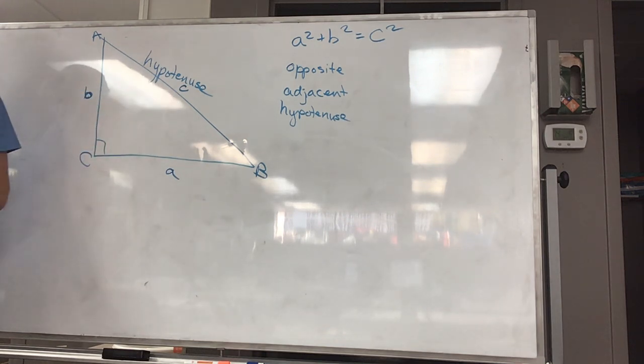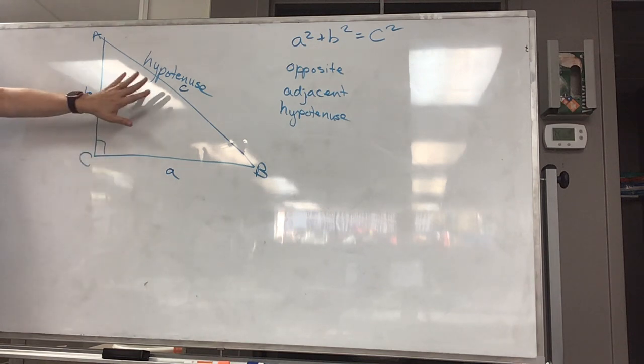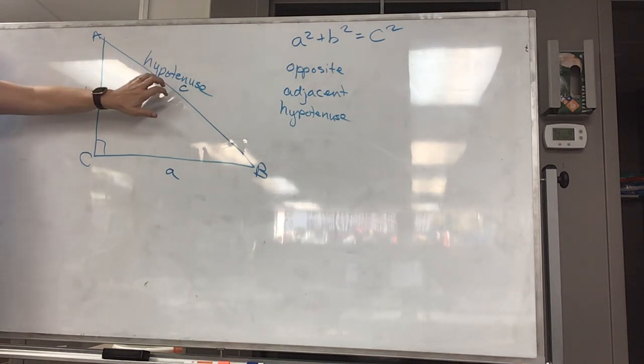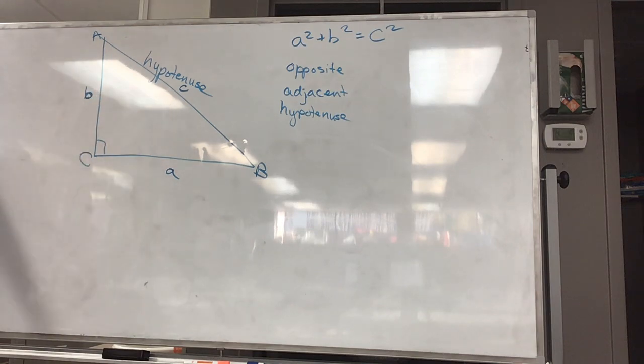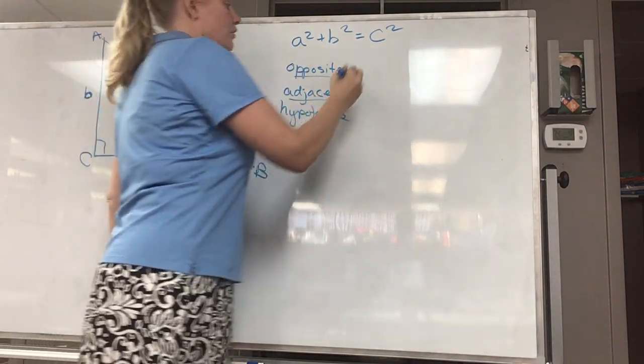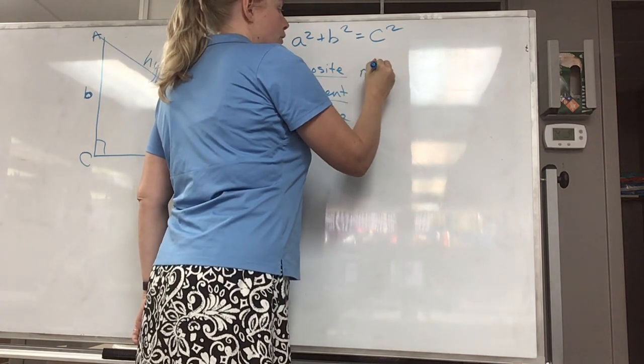Hypotenuse is always the one across from the right angle. The hypotenuse is always the long one. It's always the one that a squared plus b squared equals the hypotenuse squared. This one is nice and consistent. Opposite and adjacent are relative words.